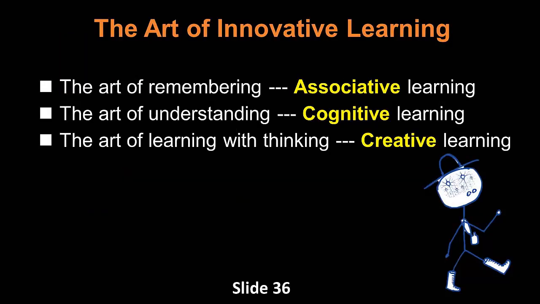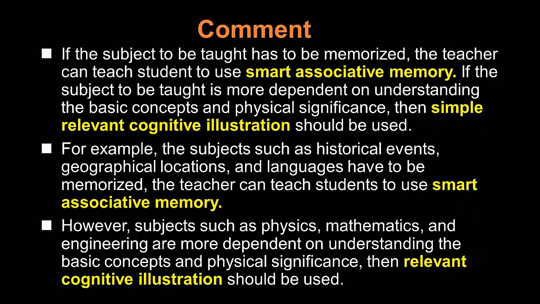The art of innovative learning. We have the art of remembering, that is associative learning, the art of understanding, cognitive learning, the art of learning with thinking, and I call that creative learning. If the subject to be taught has to be memorized, the teacher can teach the students to use smart associated memory. If the subject to be taught is more dependent on understanding the basic concepts and physical significance, then simple, relevant cognitive illustrations should be used.